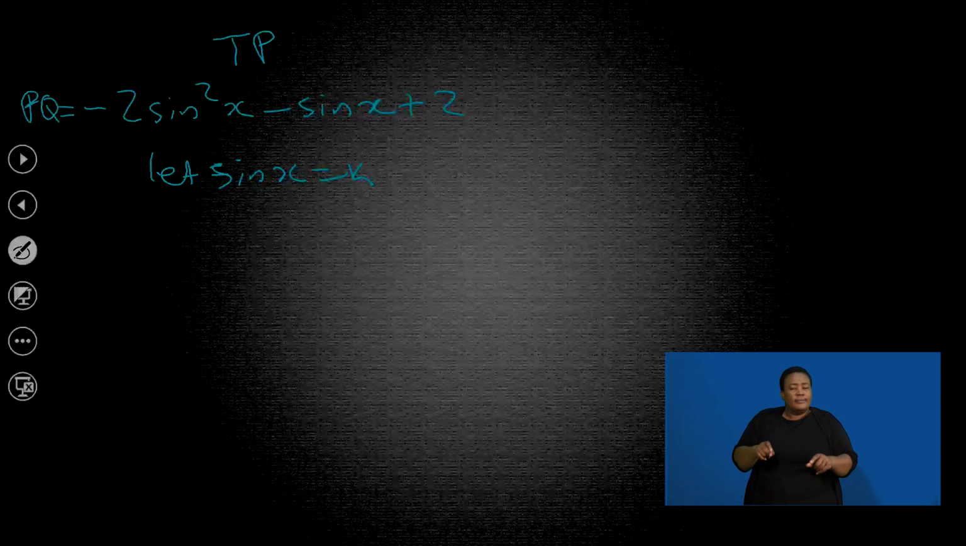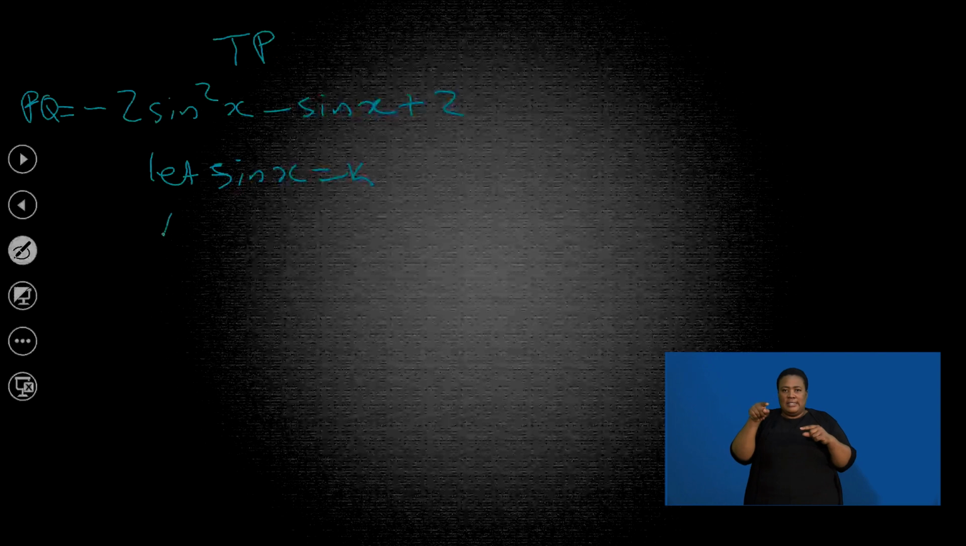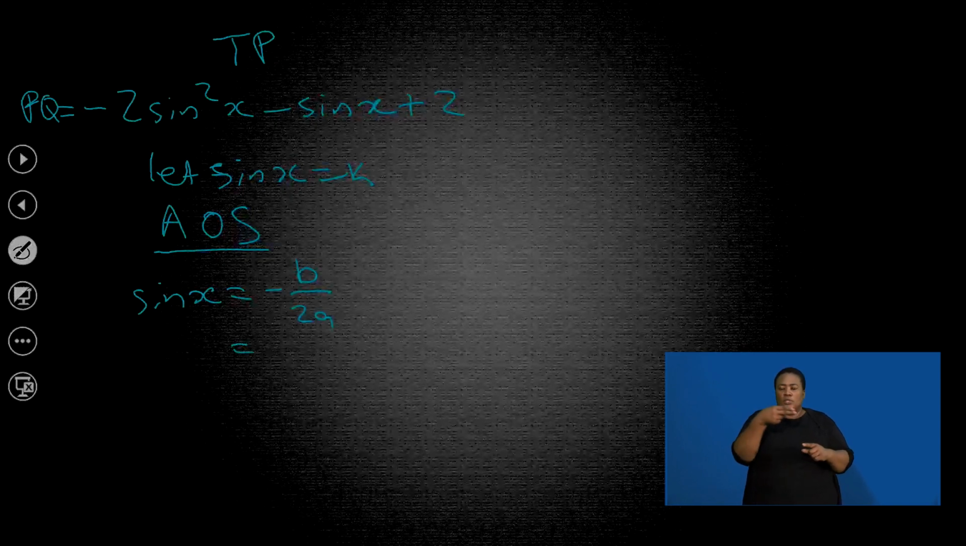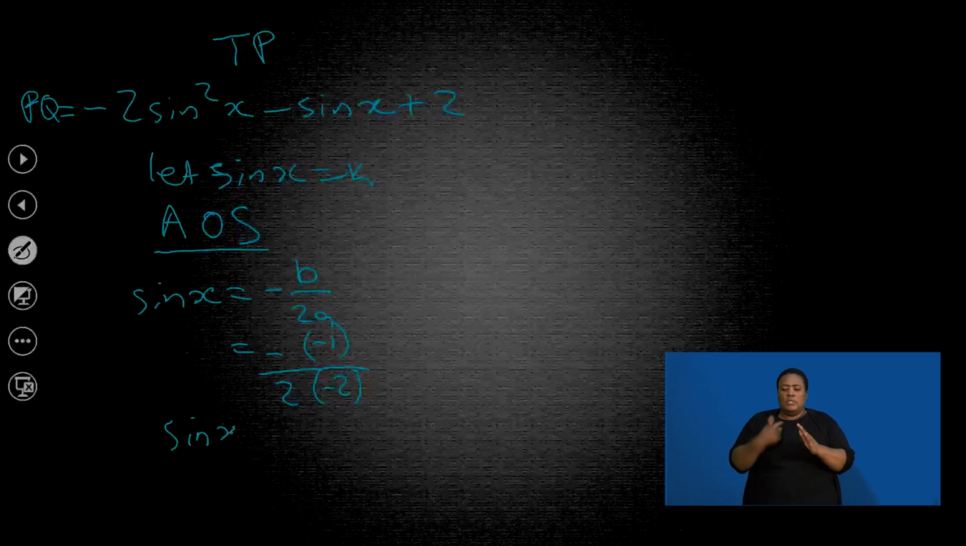Instead, they want the turning point, meaning the axis of symmetry. So I'm just going to call it the AOS, right? Axis of symmetry, remember, will be sin x equals minus b over 2a. And then my b there is -1, so it's minus into -1. My a is -2, so it's 2 into -2. And I will then be at sin x equals -1 over 4.